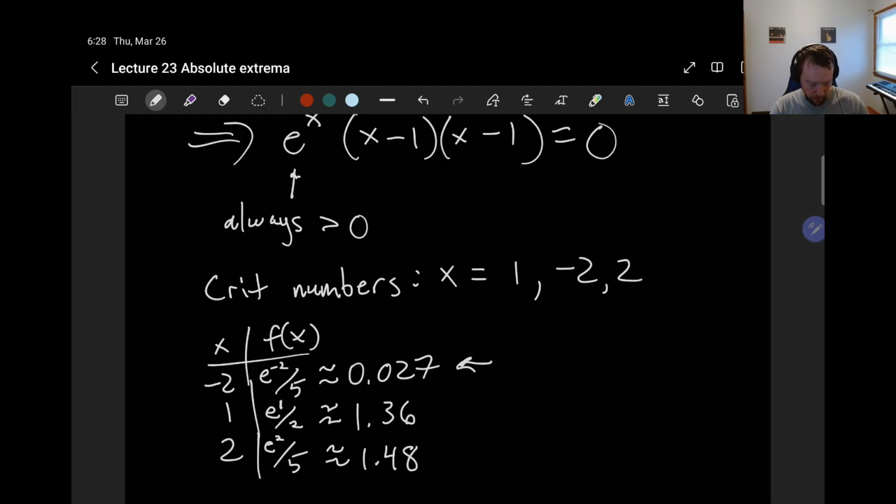So since this is the smallest one, and I know the absolute minimum must be one of these things, then it's this one, the smallest one. And again, I know the absolute maximum is somewhere out there, and I know it's somewhere among this list. So then it has to be the largest one on this list.